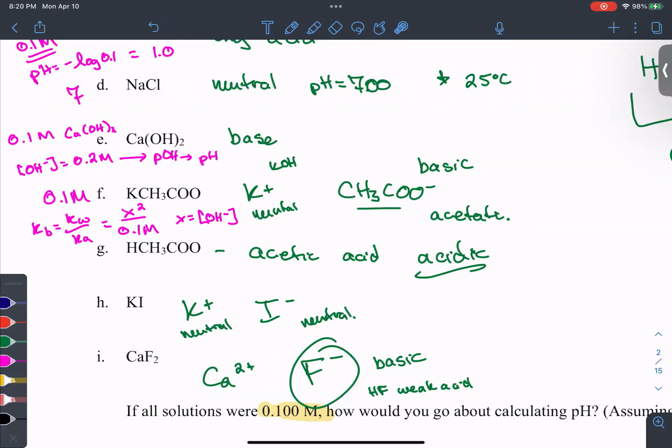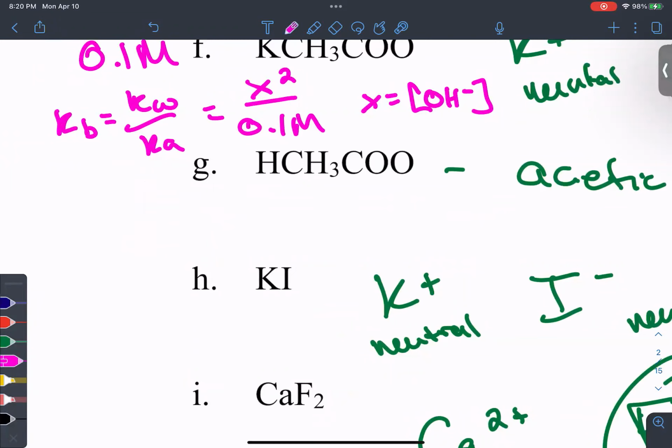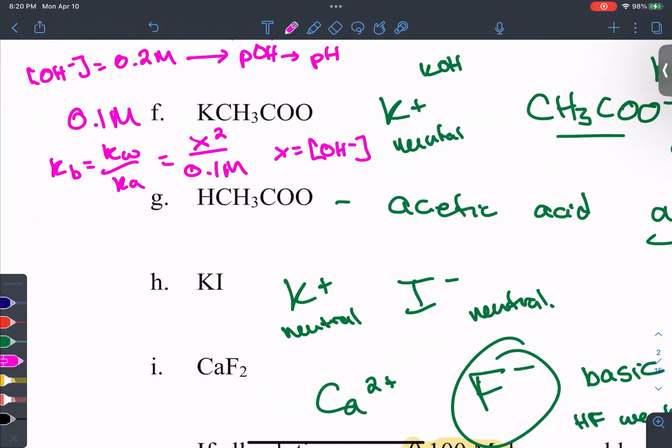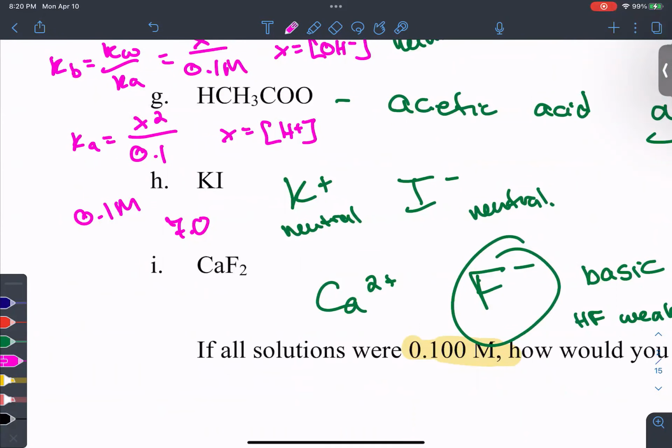All right, next one, acetic acid. How would you calculate the pH of that? It's an acid, so you use Ka. Will you be given Ka of acetic acid? Yes, you will. So it's just Ka equals x squared over 0.1, and then you solve for x, and x is the concentration of H plus, because you used Ka. All right, what if you have 0.1 molarity of KI? What is the pH? It's neutral, yeah, so it's pH 7. All right, last one here. This one's a little bit tricky.